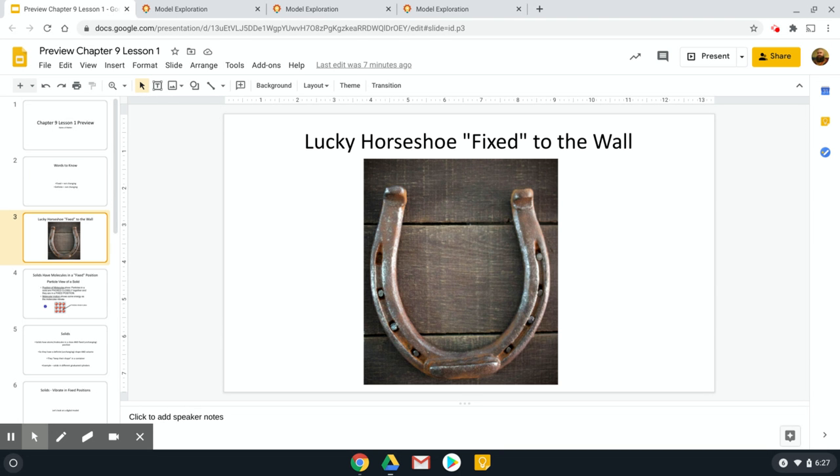So if we look at this lucky horseshoe that's been nailed to the wall, we can say that it is fixed to the wall. It's not like it was broken and needs repaired. It just means that it's been made so that it cannot move. So fixed means not moving around.